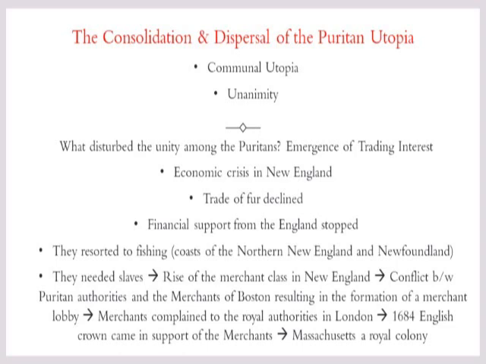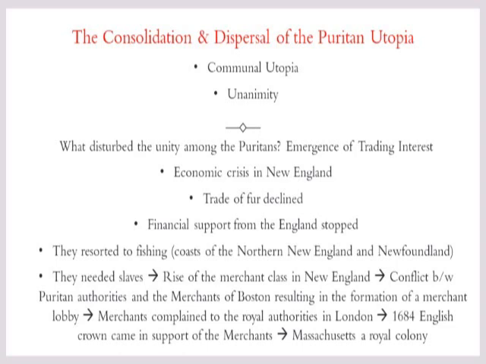So, the consolidation and dispersal of the Puritan utopia. First, it was a communal utopia, in that Puritans believed that they were going to create a world that is very ideal, a Jerusalem renewed, an ideal society. They were on the mission of creating an ideal society. And the second feature of Puritan society was unanimity. Although people discuss things and laws before they are tabled, once the law is established, everyone has to follow it unanimously. There should be no revolt, there should be no dissent. So these were the two very important features of the Puritan community.